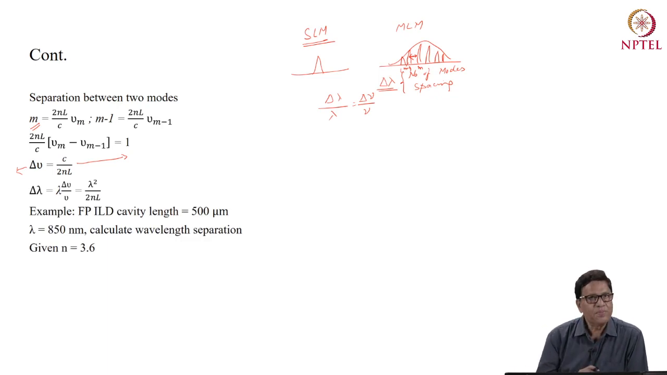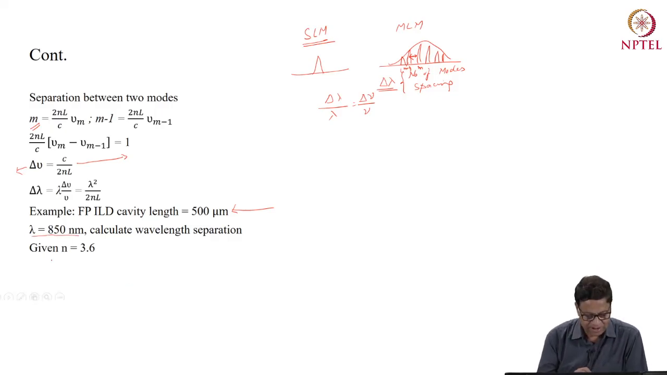If I take a simple example to give you some idea about delta lambda, suppose I have a Fabry-Perot injection laser diode with a cavity length of 500 micrometers, and lambda is equal to 850 nanometer.